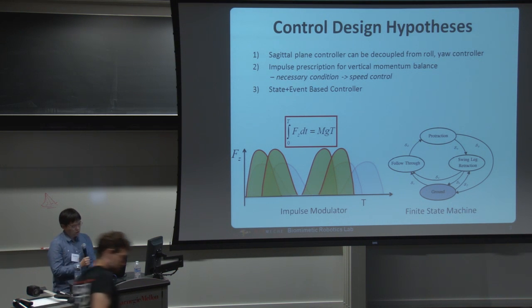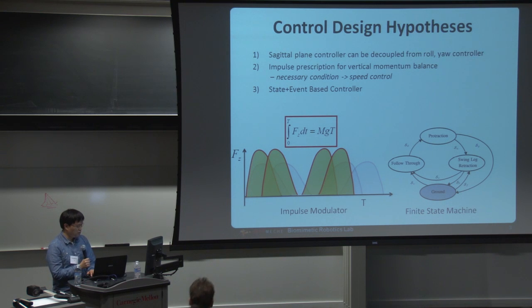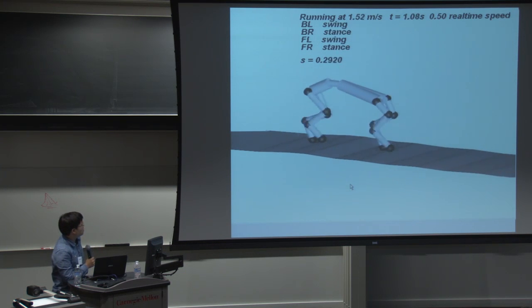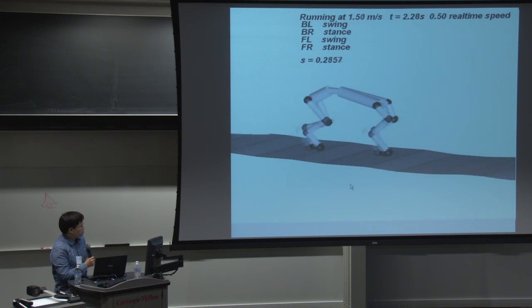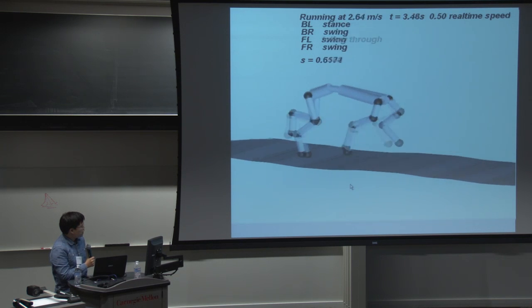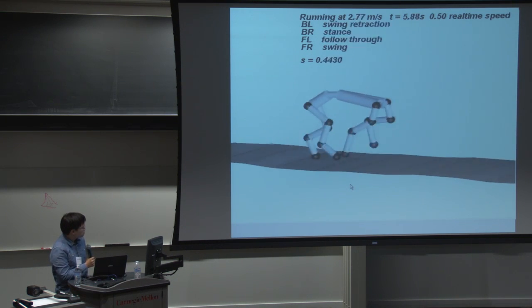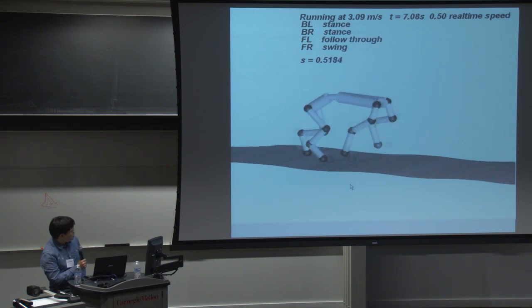And then the last one is we want to have a state plus event-based feedback controller instead of just time-based control. So here are results of the controller. It starts with trotting and a one-step transition to gallop, and it increases speed until 5 meters per second.